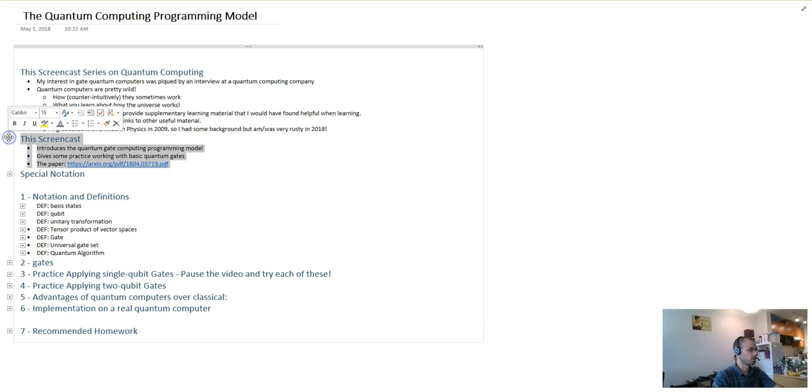This screencast assumes a similar background to what I had. I've done some quantum mechanics, very rusty. This screencast introduces the quantum gate computing programming model, and it gives some practice working with basic quantum gates, which I struggled with for a while when I was studying. So this will hopefully give you some fluency before we go on and use them in different algorithms.